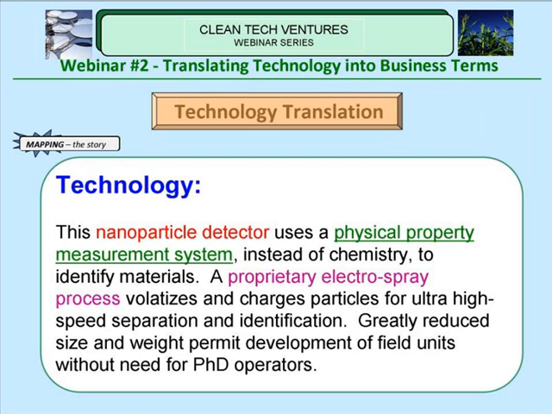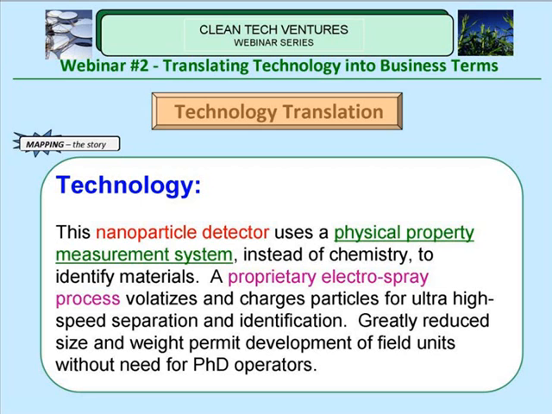I'm going to pick an example here now and focus in on the technology section of the translation. One of the SBIR companies has developed a nanoparticle detector. It uses a physical measurement system instead of a chemistry system for determining what the molecule is. In order to do this, they developed a proprietary electrospray process. This makes the sample into very, very small particles. Atomization is too large. They go even finer than that. These small particles are then measured as they move through an electromagnetic field. They separate into different groupings.